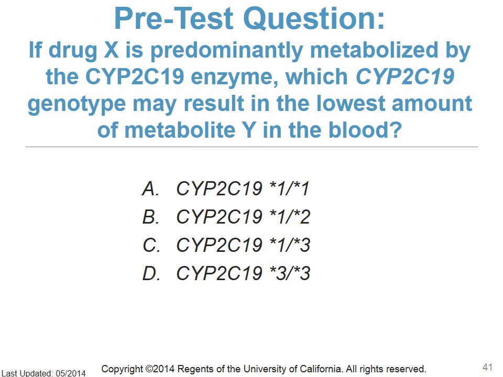This is a pretest question. The question will be repeated later as a post-test question, and the answer will then be provided. If drug X is predominantly metabolized by the CYP2C19 enzyme, which CYP2C19 genotype may result in the lowest amount of metabolite Y in the blood? Possible answers: A. CYP2C19 star 1 star 1, B. CYP2C19 star 1 star 2, C. CYP2C19 star 1 star 3, D. CYP2C19 star 3 star 3.